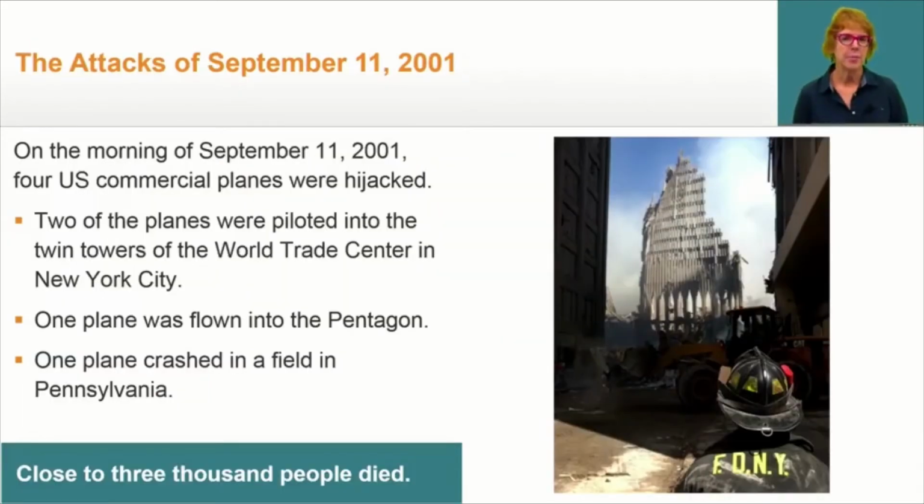On the morning of September 11, 2001, hijackers took over four flights. These four planes would not reach their destinations. Instead, they would crash into different places. Two of the planes were piloted into the Twin Towers at the World Trade Center in New York City. One plane was flown into the Pentagon, and one plane crashed in a field in Pennsylvania.